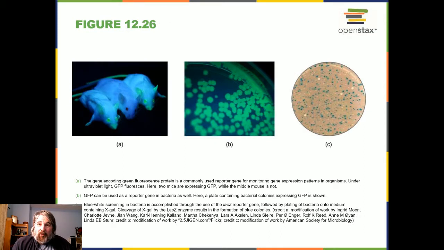So one of the common reporter genes we use in molecular biology is the green fluorescing protein, originally isolated from a jellyfish. Here's an example of its application in mice. And so here we've done some kind of a genetic modification where we've added the GFP gene to some protein that commonly expresses, obviously, in the skin. And here's 2 mice that are expressing that and 1 that does not. So as a reporter gene in bacteria, it works well too.